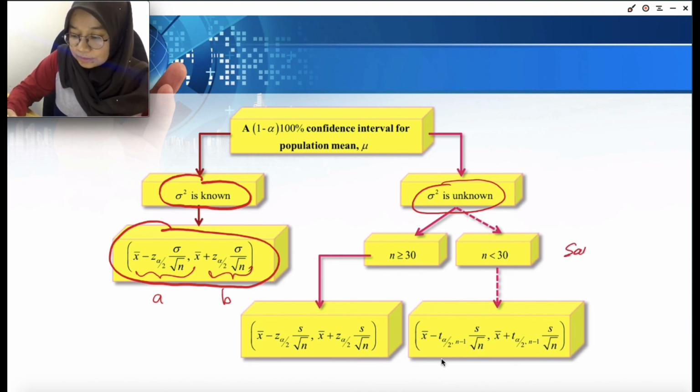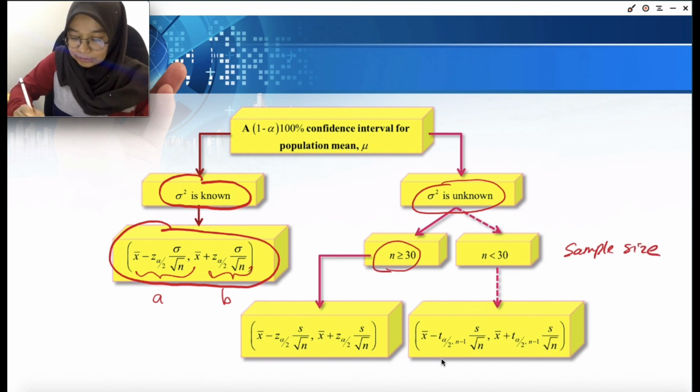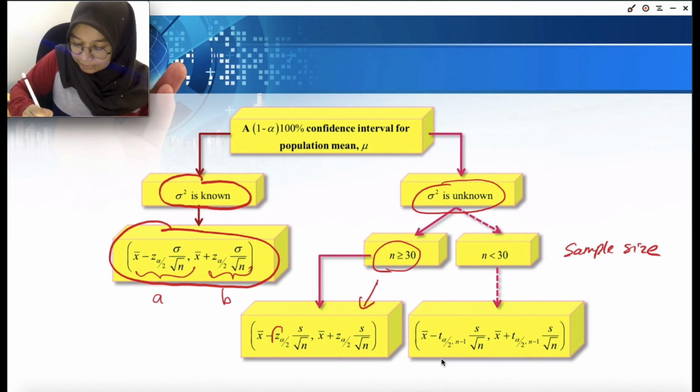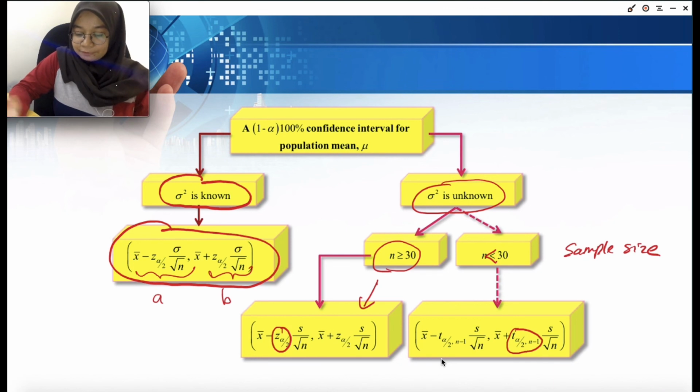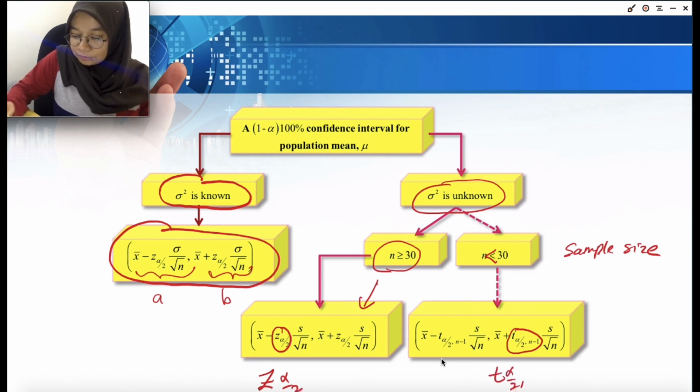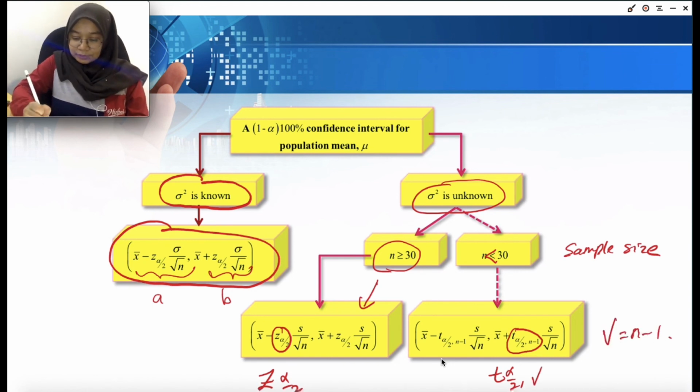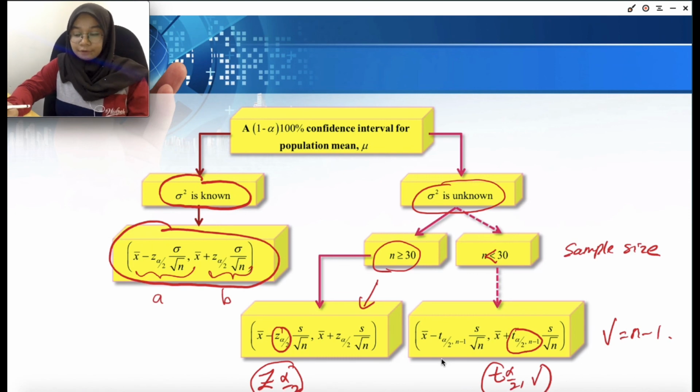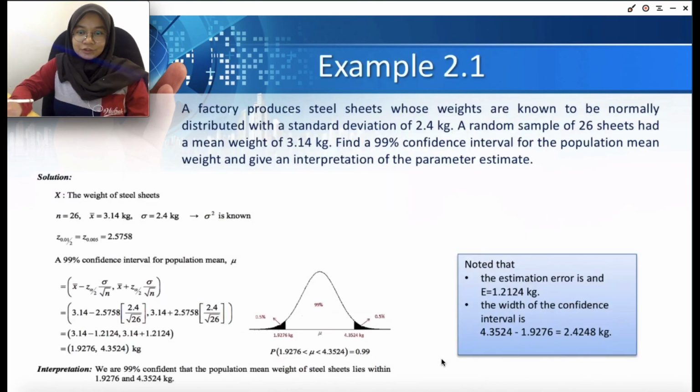This one is the sample size. If your sample size is greater than or equal to 30, use the second formula, the Z test. If your sample size is less than 30, use the third formula, where you will have the T. So the difference here: sample size greater than 30, use Z. If sample size is less than 30, you use T with alpha over 2 and nu, where nu is n minus 1. This one is the Z table, this one is the T table. So be careful in choosing your formula. Okay, let's try an example.